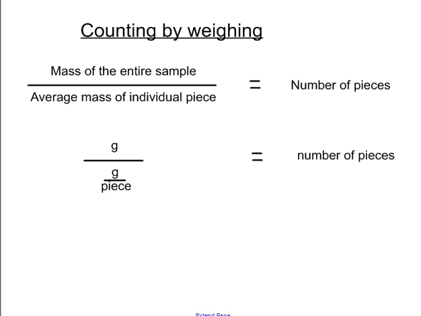So that's how it works. The mass of the entire sample divided by the average mass of an individual piece will give you the number of pieces.